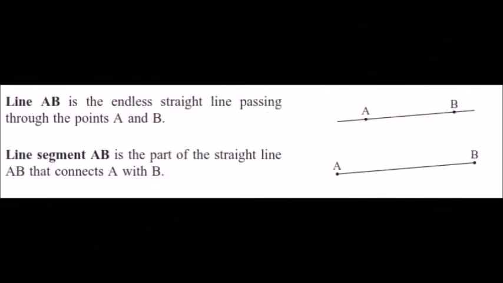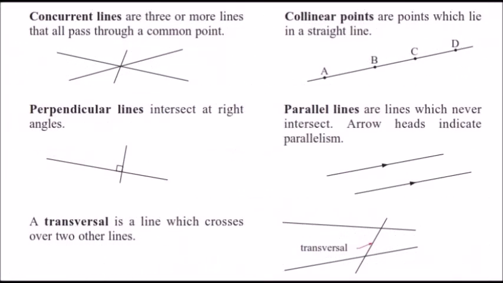Okay, let's continue with the line terminology. As you can see here, line AB is the endless straight line passing through the points A and B. And line segment AB is the part of the straight line AB that connects A with B. Let's continue. As we can see here, concurrent lines are three or more lines that all pass through a common point.